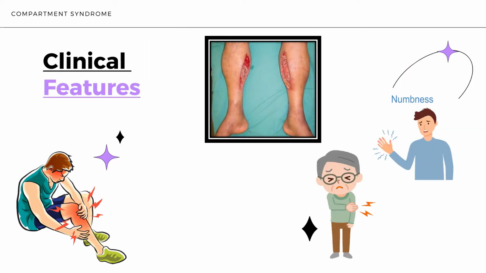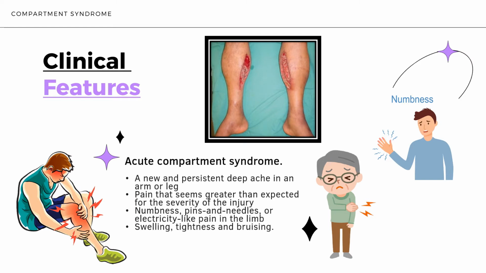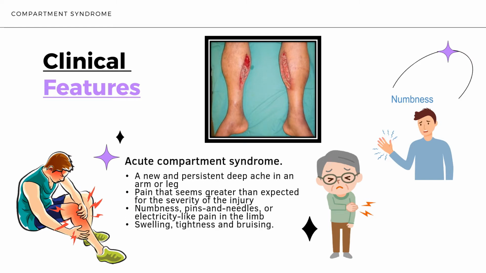Okay, next is clinical features. For acute compartment syndrome, there will be a new and persistent deep ache in your arm or leg, feeling of pain, numbness or swelling. For chronic compartment syndrome, there will be a worsening of aching in the affected muscle.